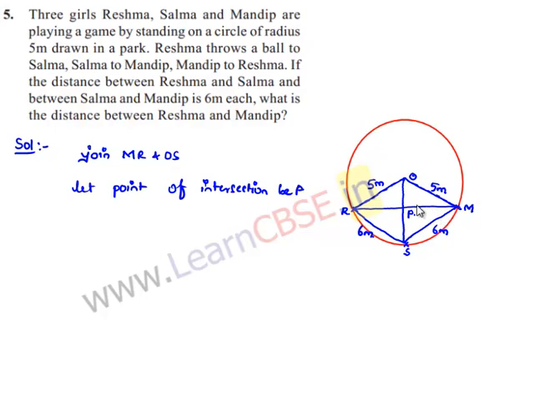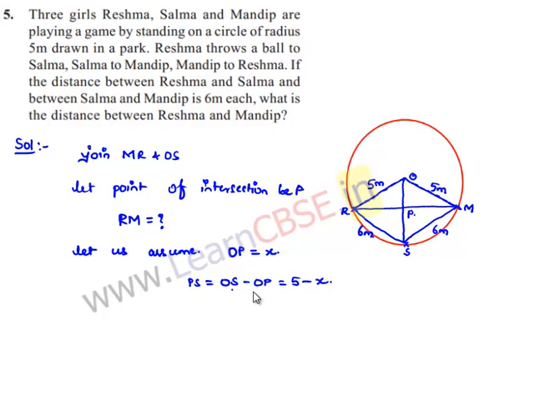Now we need to find the distance RM. That is, RM is equal to what? In order to prove that, let us assume OP is equal to X. Then PS becomes OS minus OP, and OS is nothing but radius 5, minus OP which is X.